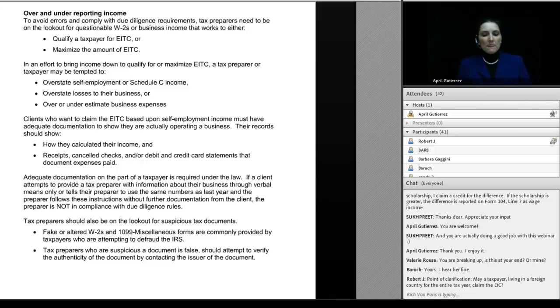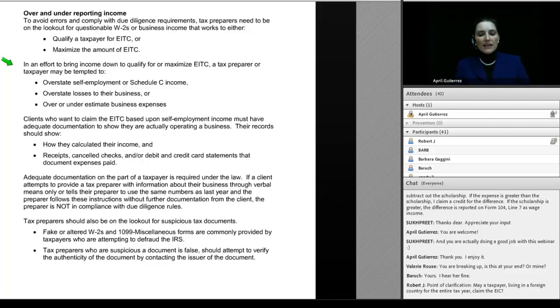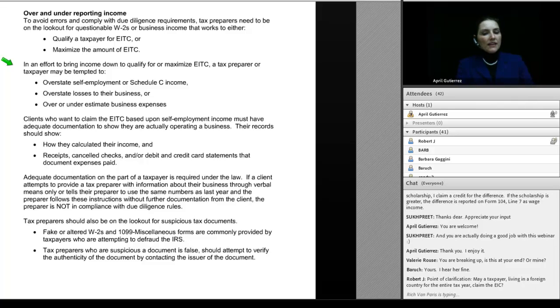Over and under reporting income. To avoid errors and to comply with due diligence requirements, tax preparers need to be on the lookout for questionable W-2s or business income that works to either qualify a taxpayer for earned income credit or to maximize the amount of earned income credit. Now, believe it or not, there is a rule under earned income credit that says if you are getting the earned income credit due to self-employment income, you calculate that earned income credit after you have claimed all allowable expenses.